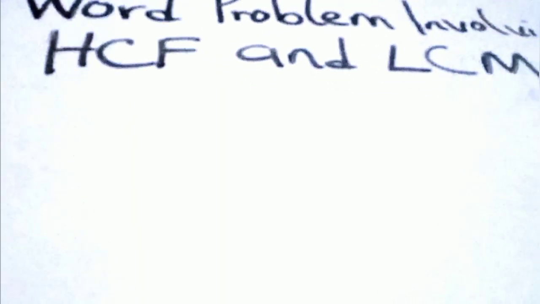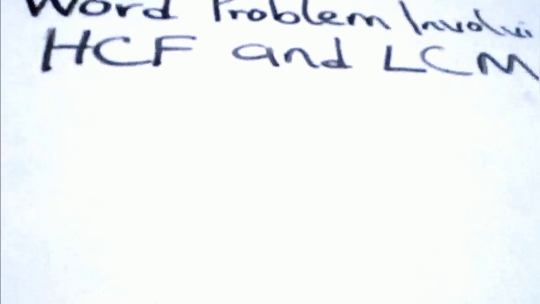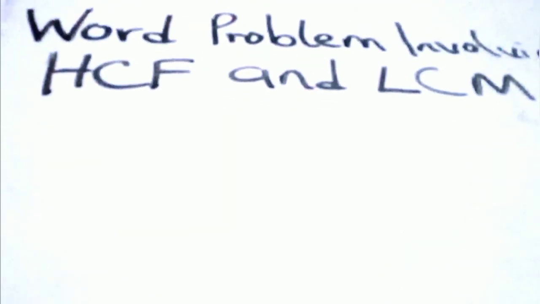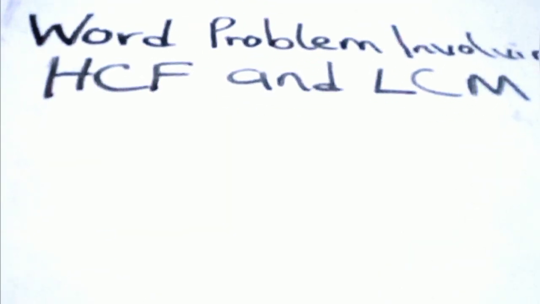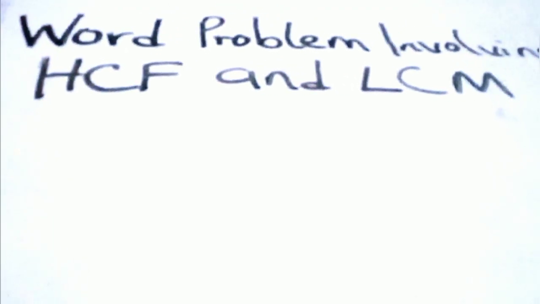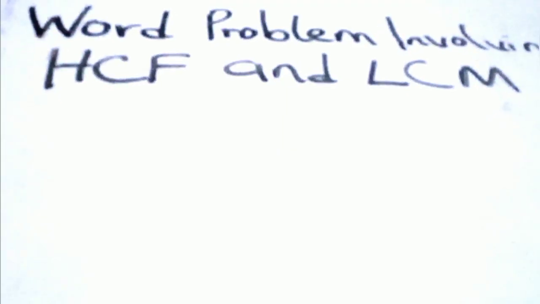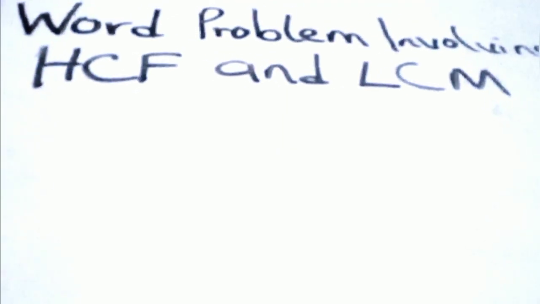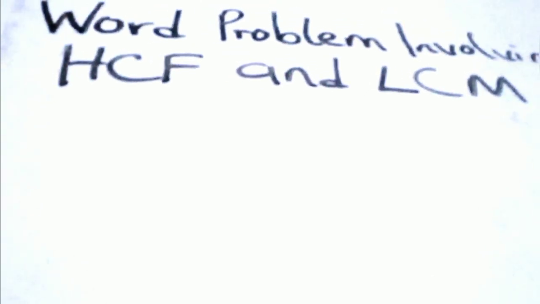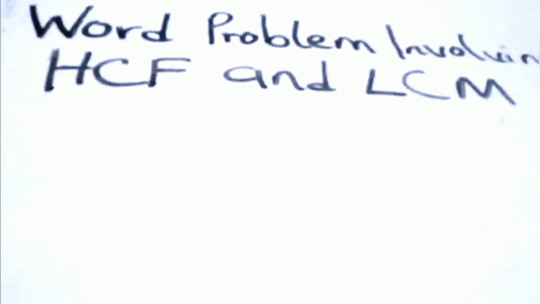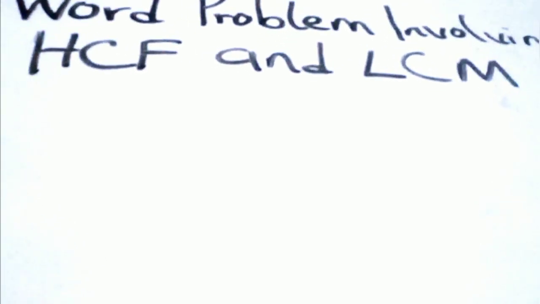But the question is, when do we use HCF or LCM? We use HCF when the word problem involves sharing or dividing. But we use LCM when the word problem leads to repetition of events occurring at the same time. So when a word problem leads to an event occurring at the same time or repetition of an event, that means you're going to find the LCM. But when the word problem is about sharing equally, the highest possible share, that means you are looking at HCF.